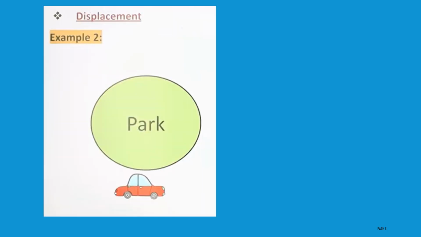Another important thing in this example, displacement may be 0. If the car started its journey here, then travels the full park, then reaches the same point, if the initial position and final position of the car are the same, in that case displacement may be 0. Only the displacement may be 0 for some cases, but distance traveled may not be 0.